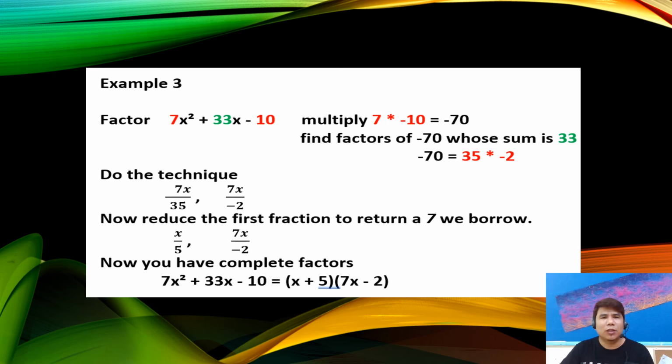Now, let's do the technique. Copy 7x twice. You write it twice, meaning we borrow one 7. And then you write the factors of negative 70 as our denominators, 35 and negative 2. Now you can reduce 7x over 35, that will become x over 5. And then copy the other fraction, 7x over negative 2. Now you have your complete factors for the expression 7x squared plus 33x minus 10 equals the quantity x plus 5 times the quantity 7x minus 2.